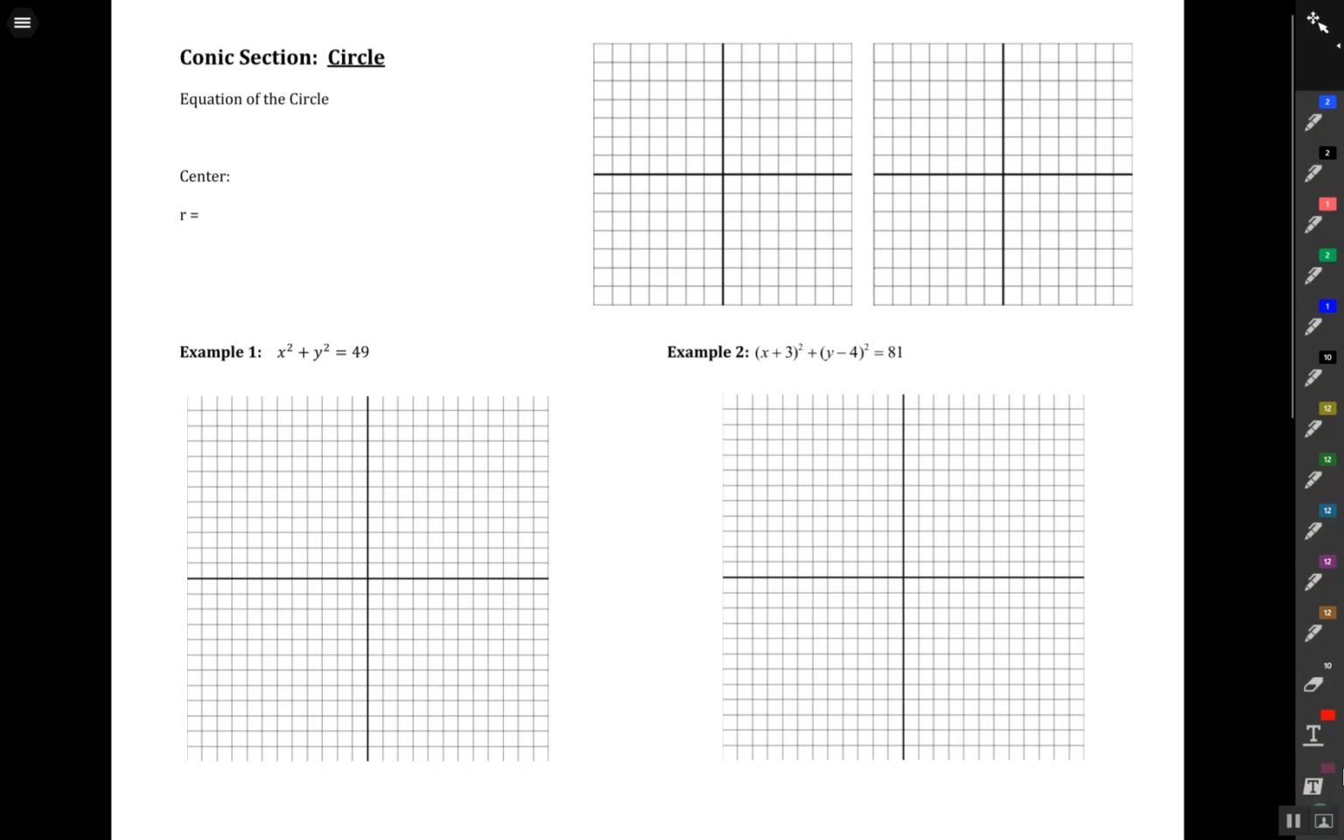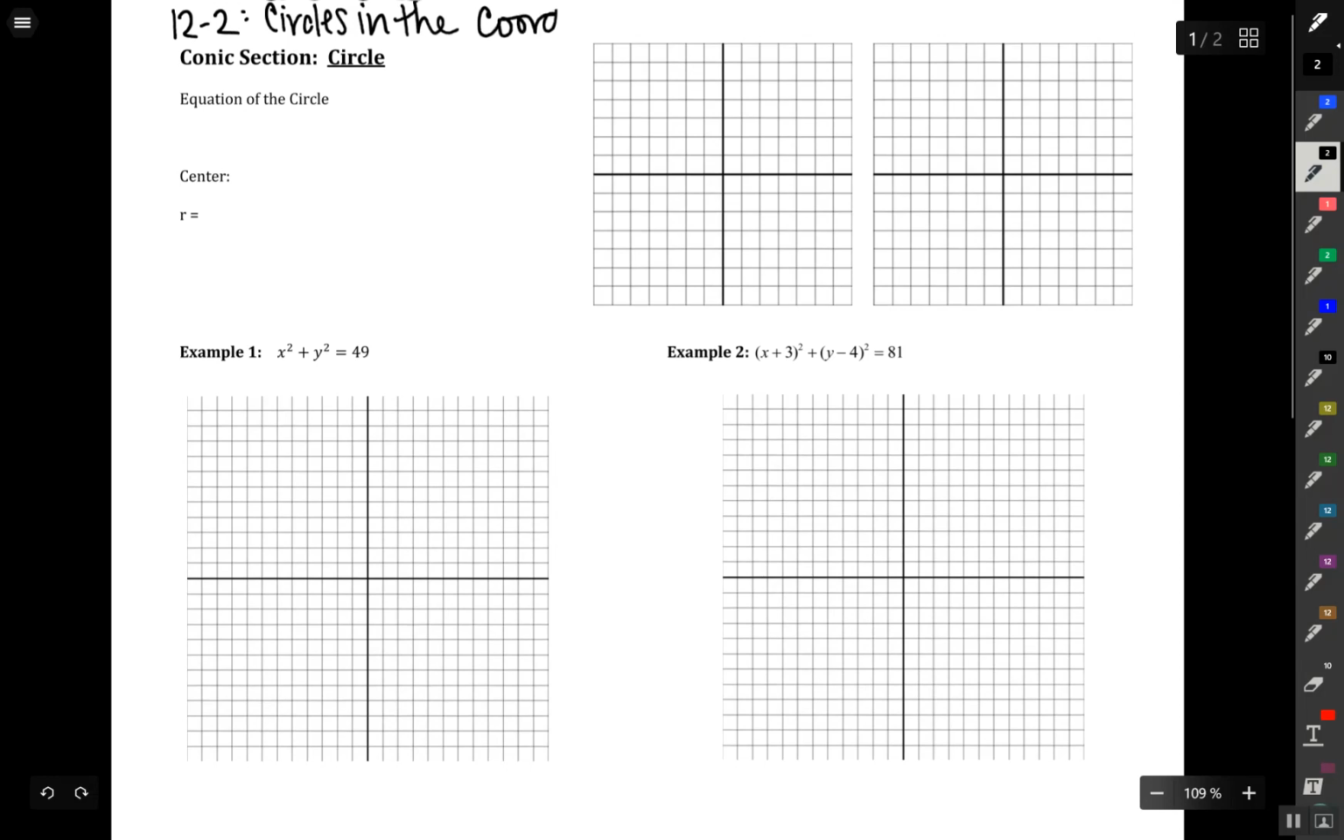Hi, welcome to a video on looking at section 12.2 for Math 2, which is on circles, specifically the conic section circles. The title of this section is Circles in the Coordinate Plane. We are going to be graphing circles, and we're going to be looking at an equation of a circle.